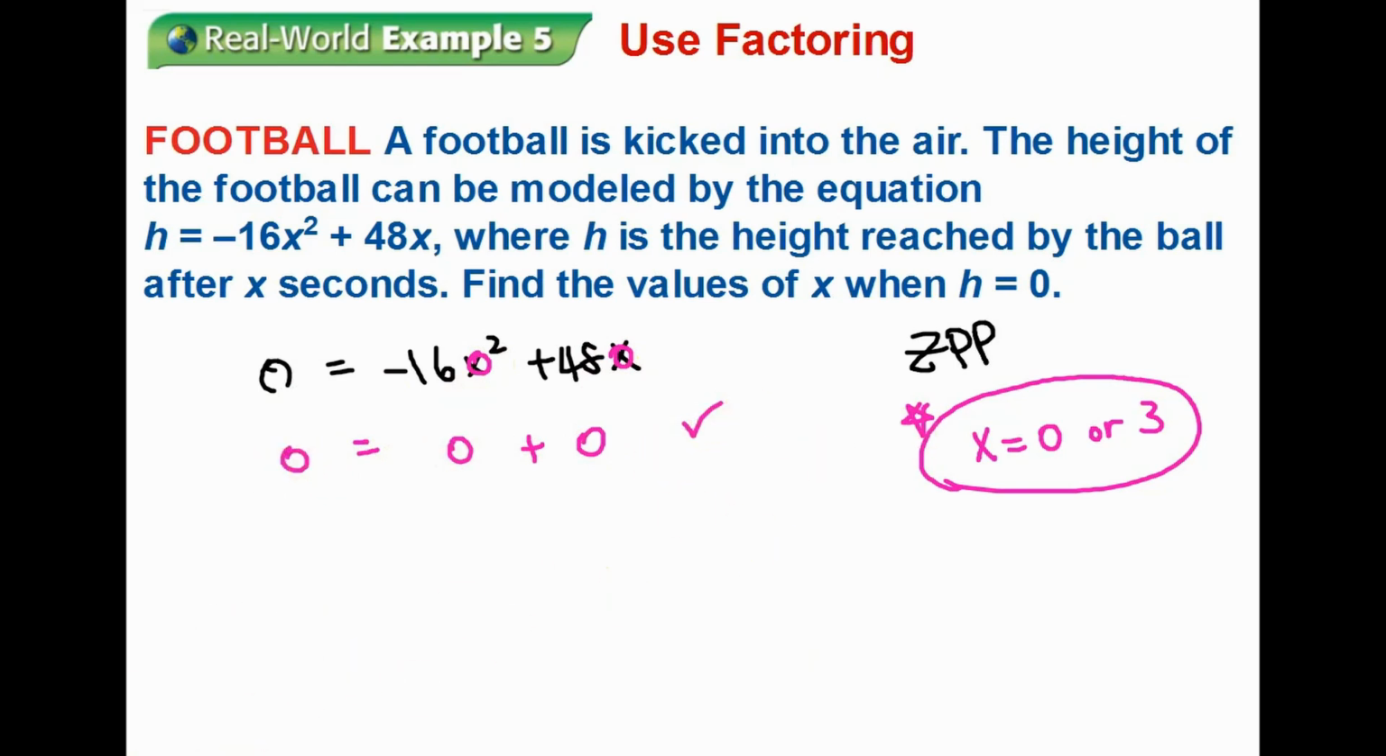If I had a 3 instead, 3 squared will be 9. 9 times negative 16 becomes negative 144, plus 48 times 3 will also be 144, and thus I will get 0, and that's how I can check.